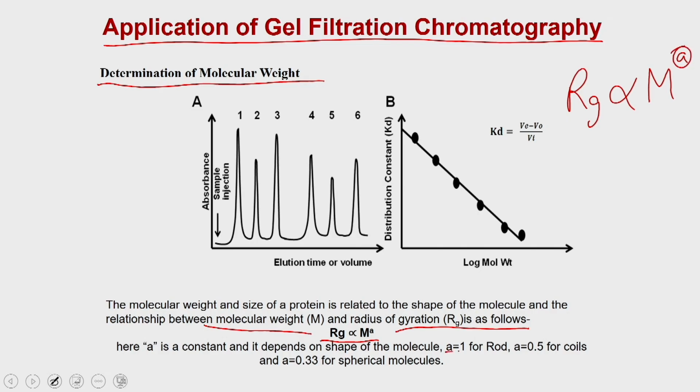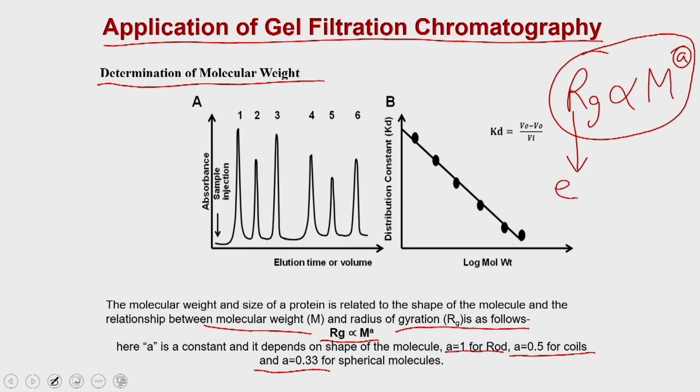This is the formula. The molecular weight and radius of gyration are related, which means Rg is directly proportional to M^a, where a is a constant which depends on the shape of the molecule. a is 1 for rods, a is 0.5 for coils, and a is 0.33 for spherical molecules. Which means if you plot a graph between radius of gyration versus the molecular weight, and radius of gyration is directly proportional to the elution volume or VE. This means the VE is going to be inversely proportional to the molecular weight.